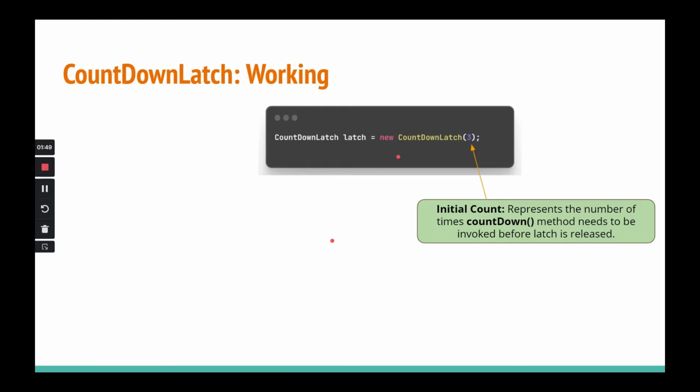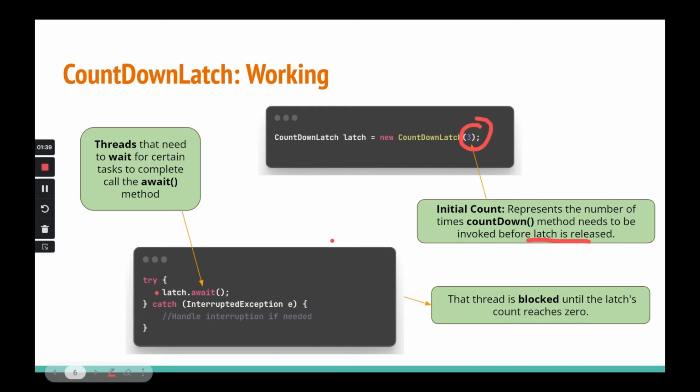So if I talk in terms of code, the initial count we have given as 3. That is the number of times the countdown method needs to be invoked before the latch is released. Now there will be a try block inside which we will call the latch object dot await. So the main thread is the thread which is blocked until the latch count reaches 0. All the threads that need to wait for certain tasks to complete will be calling this await method. Okay. So now we understood that it starts with the initial count of 3.